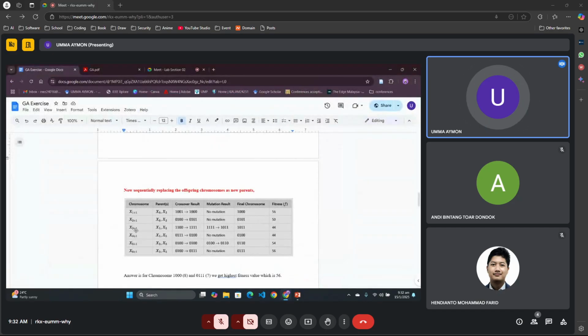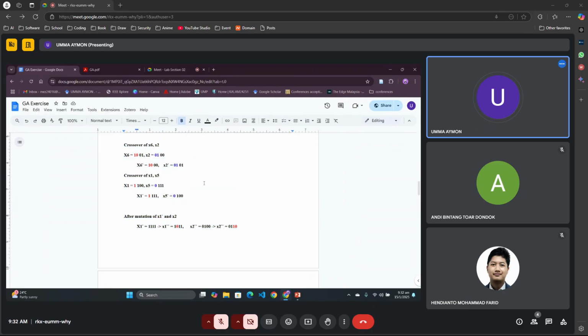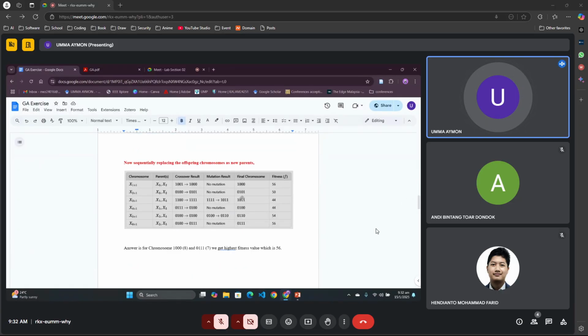So for generation I plus 1, the thing is, we will add these new ones. These are offspring, like these are the parents, and from the parents we get offspring. So these offspring will be written sequentially, like the first one will be 1000, the second one will be 0101. So that's what is written here, 1000, 0101. Okay, sequentially.